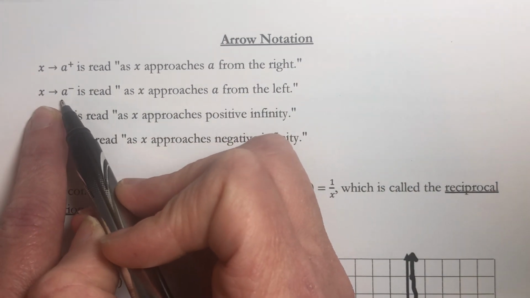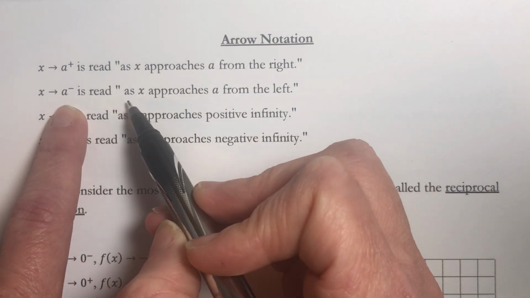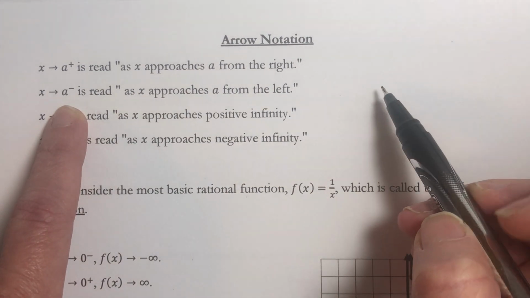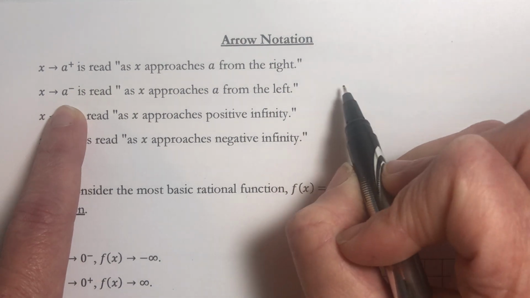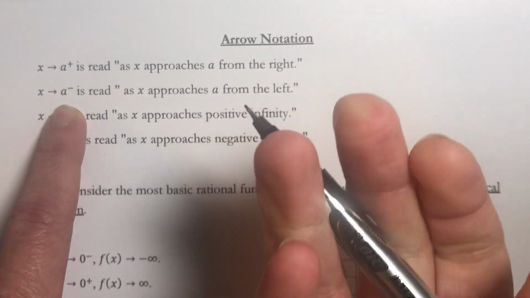X approaches a with a negative is read as x approaches a from the left. So as our x values get close to a when we're coming close to it from the left-hand side, what happens?